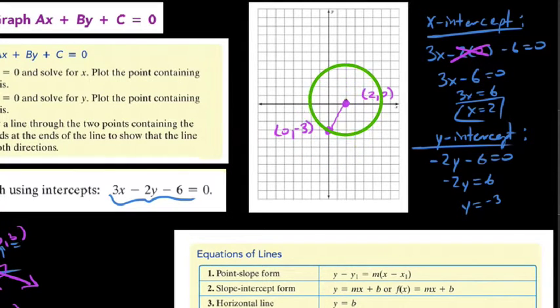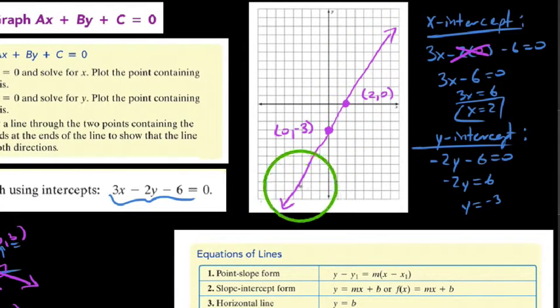So just like any other line that we've graphed up until this point, we're just going to play a little connect the dots. And I do want to make sure we label this. This is the line 3x minus 2y minus 6 equals 0, all of its solutions here.